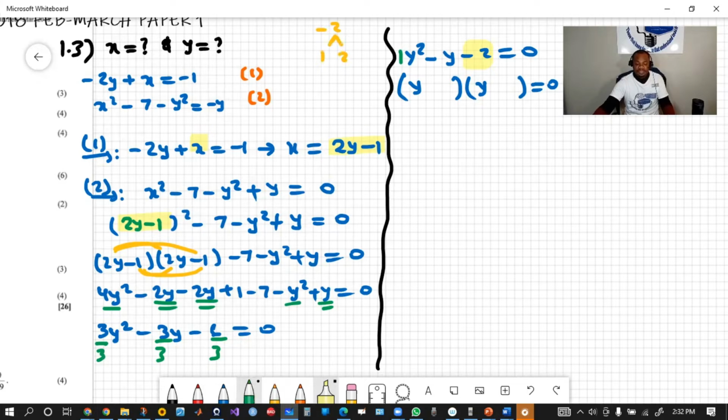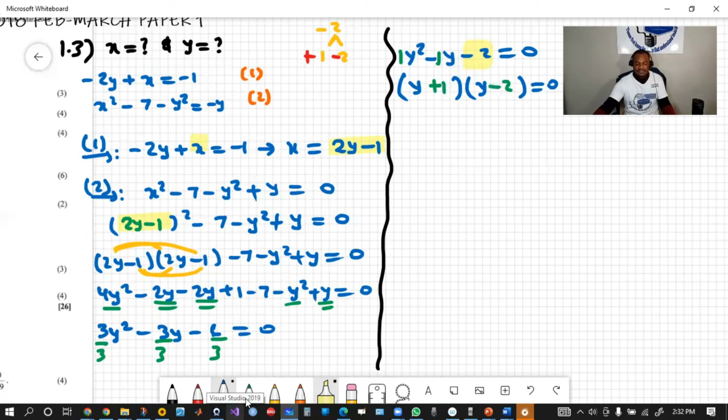Now, how can I get the coefficient of the middle term, the coefficient of y, which is -1? This is possible if we do +1 and -2. Yes, of course. +1 minus 2 makes -1, and +1 times -2 makes -2. That's the -2. So those are the values we're going to place in the brackets: +1 and -2.